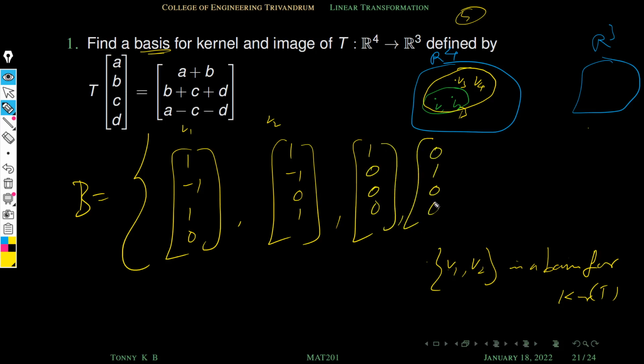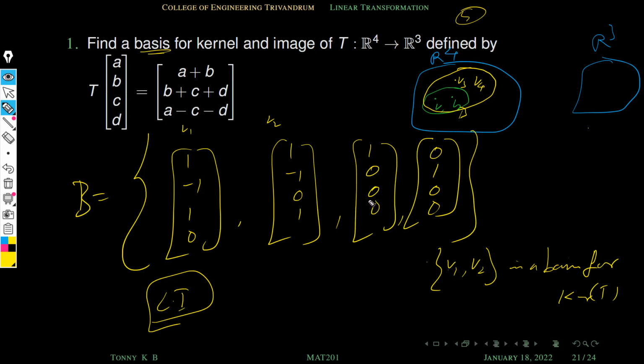0 1 0 0. There are so many extensions. This is one particular extension. I think it is better to always extend from the elements of the standard basis. That is easy. Anyway, now we have a set containing 4 elements. Next, we have to check whether this set is linearly independent or not. If it is linearly independent, then it is guaranteed to span R4 because we have a result.